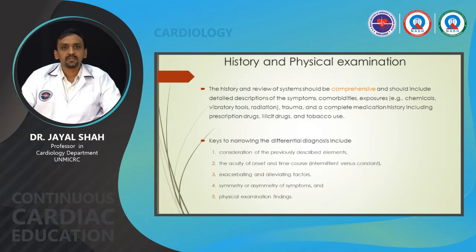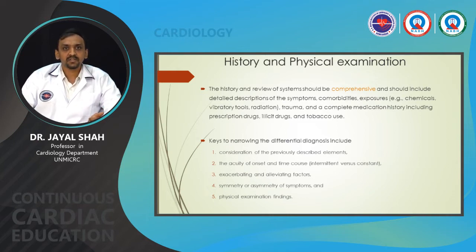Coming to the history and physical examination for upper extremity vascular diseases, your history and review of symptoms should be very comprehensive and should include a detailed description of the symptoms, the comorbidities, the exposure, the trauma, and the complete medication history, including prescription drugs, illicit drugs, as well as tobacco usage.